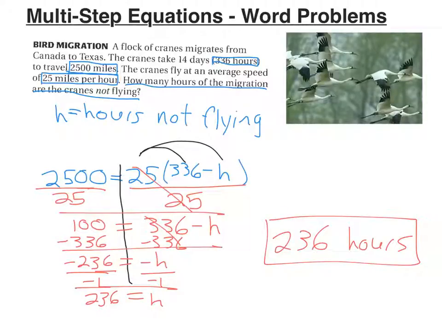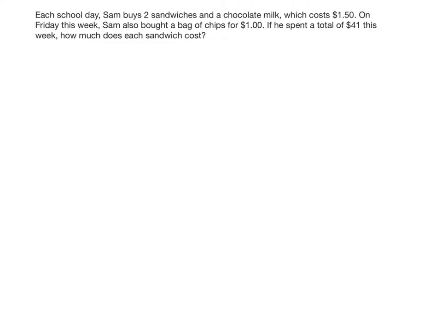Now, you could have done this the other way. You could have distributed this 25, and you could have gone through the reverse order of operations. You could have gotten your answer. We would have gotten the exact same thing as long as we did all of our steps right. If you don't believe me, feel free to try it out. All right, let's check out another example.